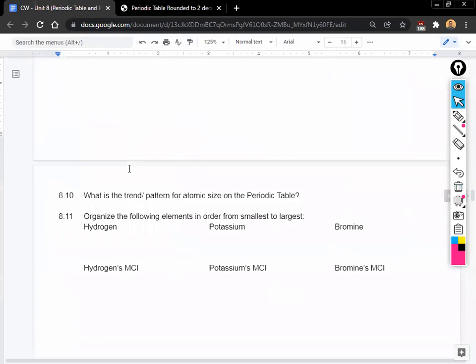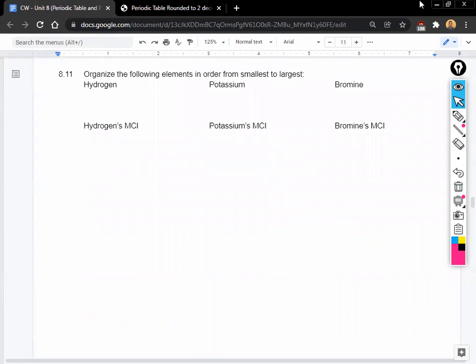Okay, so we did the trends. Now I'm gonna put you guys to the test. But this one is harder because we're going to be taking a look at MCIs as well. I'll give you 3 minutes for this one. If you can get this, I think you've really mastered this concept. I want you to organize these elements from smallest to largest, smallest on the left, largest on the right. Make sure you use all 3 of the principles we talked about: the number of shells, protons, and electrons. Good luck, guys.